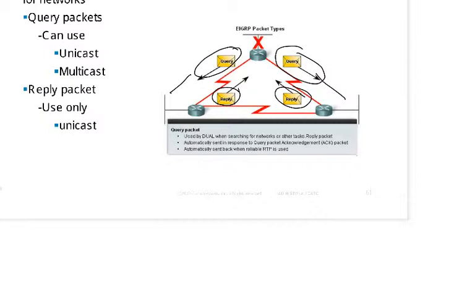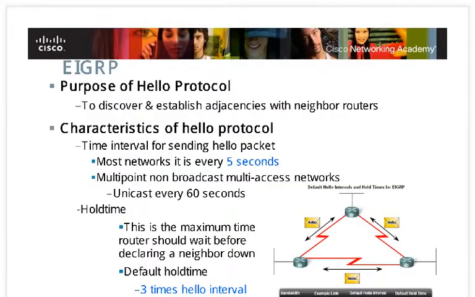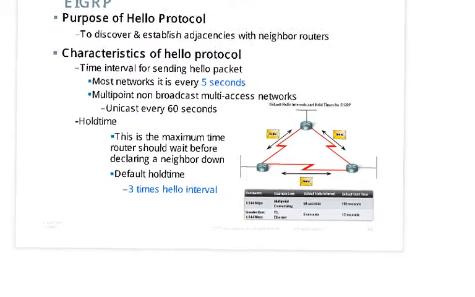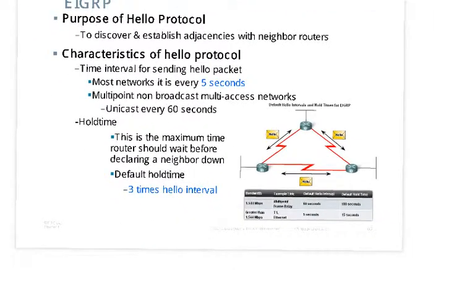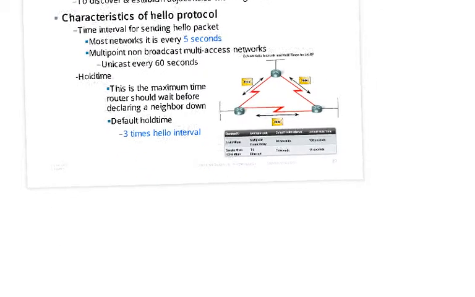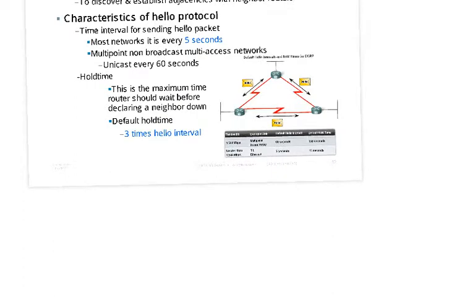The queries and replies are used by an algorithm called the diffusion algorithm, which we will discuss in a minute. Again, the purpose of the hello protocol is to discover and establish adjacencies and neighbors, and these are kept in what we call the neighbor table. As we discussed last time, EIGRP maintains three types of tables: the neighbors table, the topology table, and the routing table.